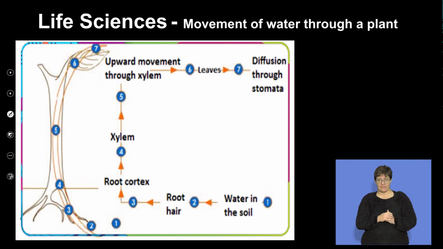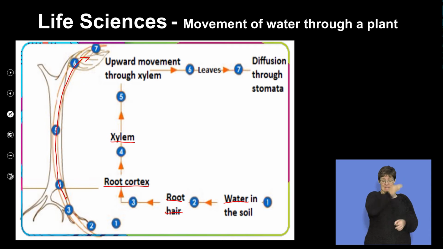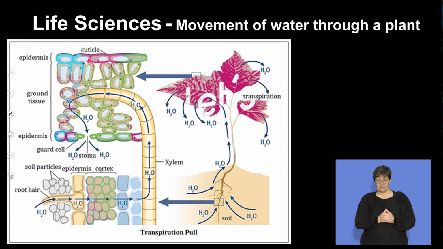If we have a look, this diagram summarizes. We've already looked at water going into the root hair, passing through the cortex into the xylem. And the xylem vessels then go all the way up the stem of the plant and take the water to the leaves. So let's have a look at what's happening there.